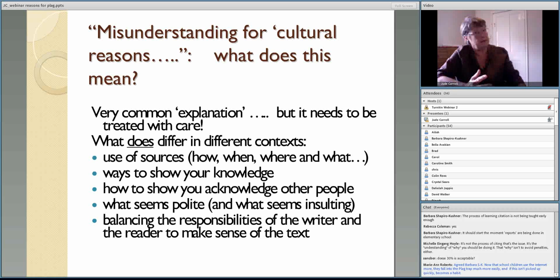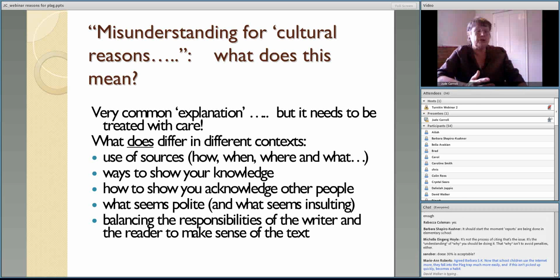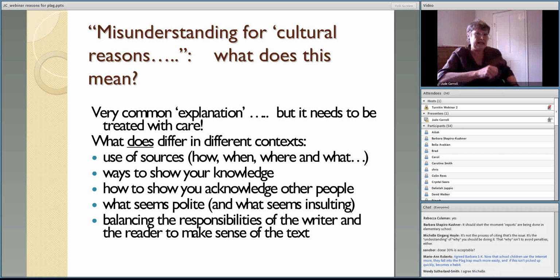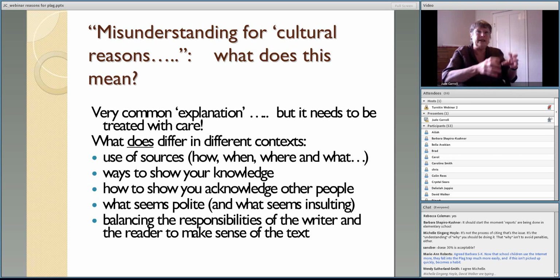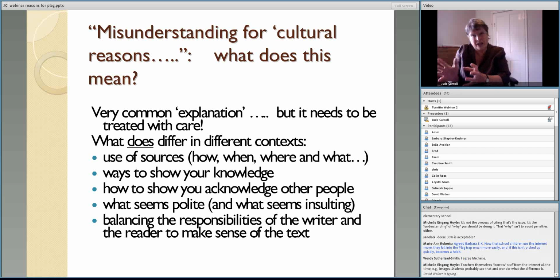Now, one of the things that people say to me as I travel all over the world is, yes, students copy because it's cultural. And this, the quotes around it's cultural, is a very common explanation, but it needs to be treated with great care. It's absolutely true that what differs around the world is context: in different national systems, in different education settings, in different disciplines. So, for example, I was talking to somebody who was doing art history yesterday, and she was struggling with how do you use sources in art history? So sometimes the context is the discipline, sometimes it's a particular education system and so forth.